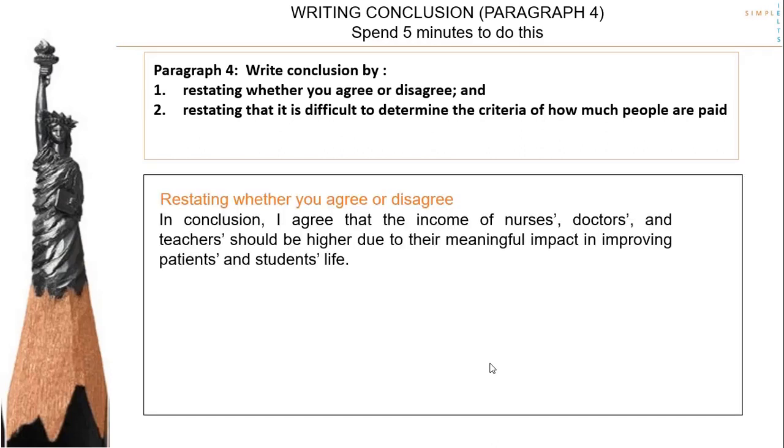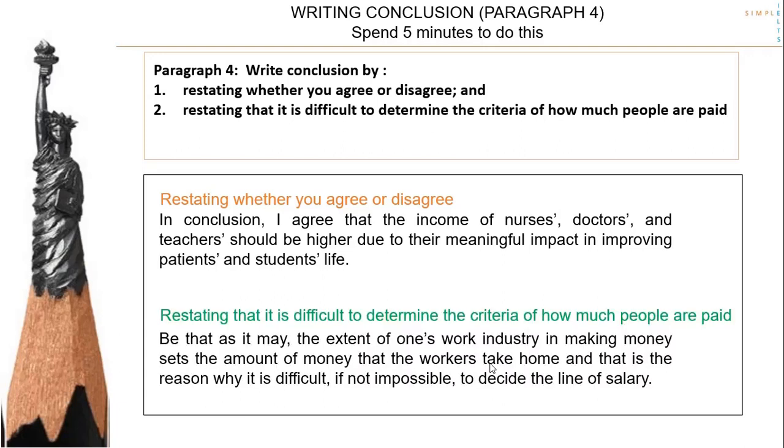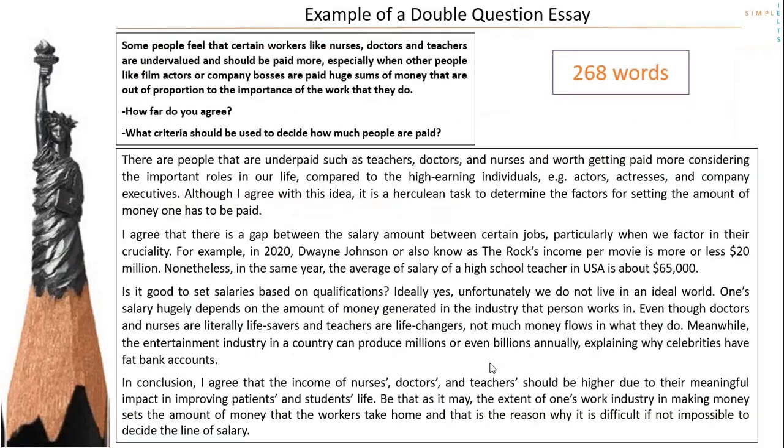For example, in conclusion, I agree that the income of nurses, doctors, and teachers should be higher due to their meaningful impact in improving patients' and students' life. And be that as it may, the extent of one's work industry in making money sets the amount of money that the workers take home. And that is the reason why it is difficult, if not impossible, to decide the line of salary. Okay, so that's about the conclusion.